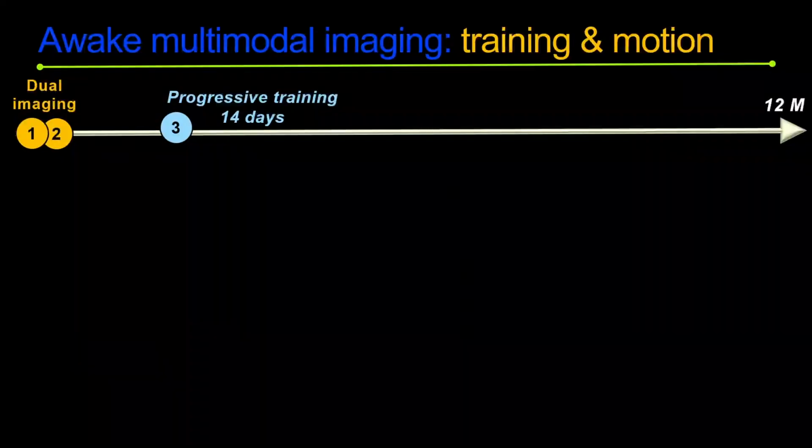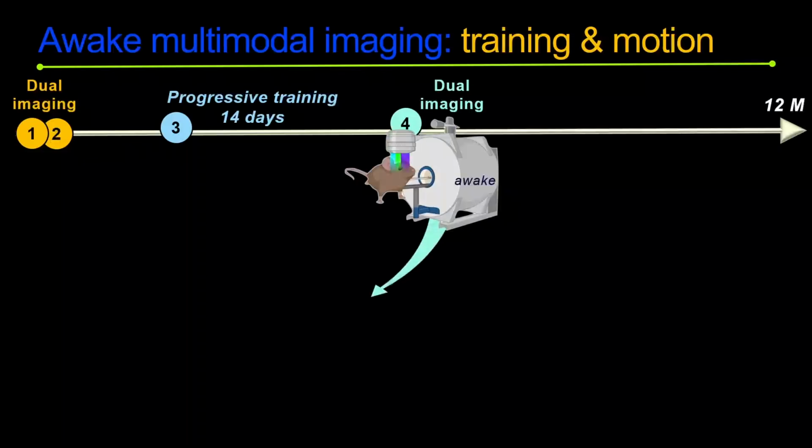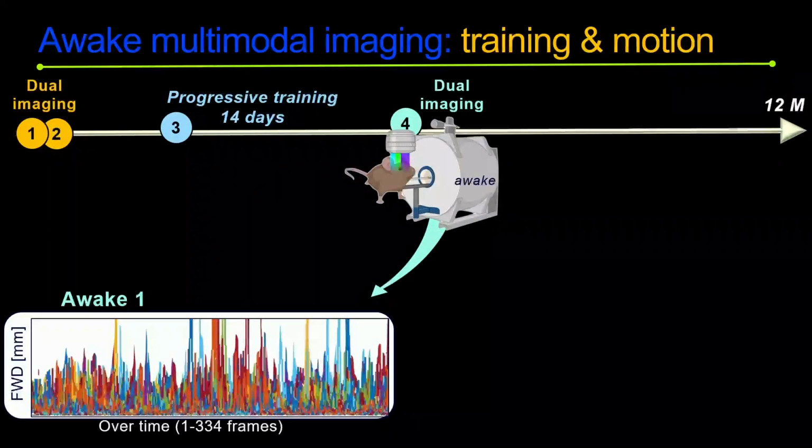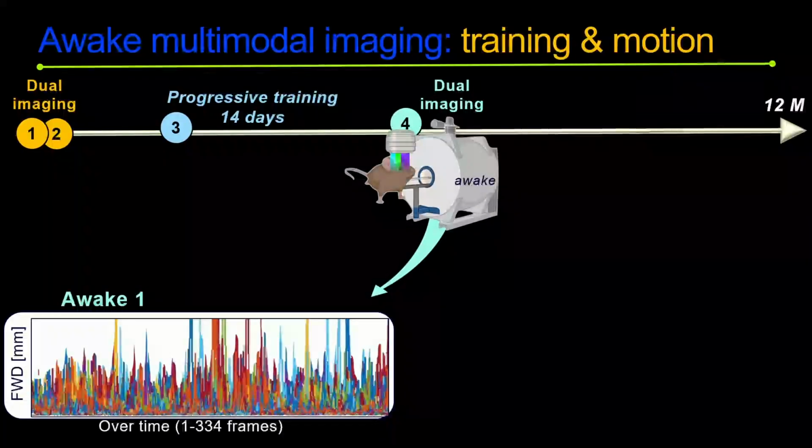So after these 14 days of training, we did an initial awake session, which of course led to more motion compared to the anesthesia session before. These are, again, all the data plotted together, so that's why it looks very crowded. I will show you later the quantification of this. But this is the motion for the awake one, so after the first progressive training.